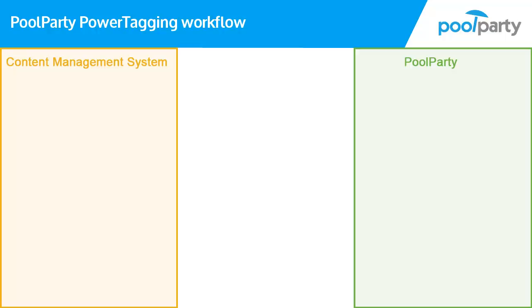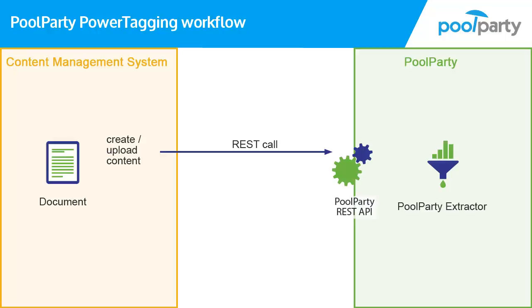Let's start with taking a look at the PoolParty PowerTagging workflow. At the very start of the workflow, there is a piece of content. Once you create content in or upload content to your content management system, your content management system will trigger a REST call to the PoolParty Extractor API.